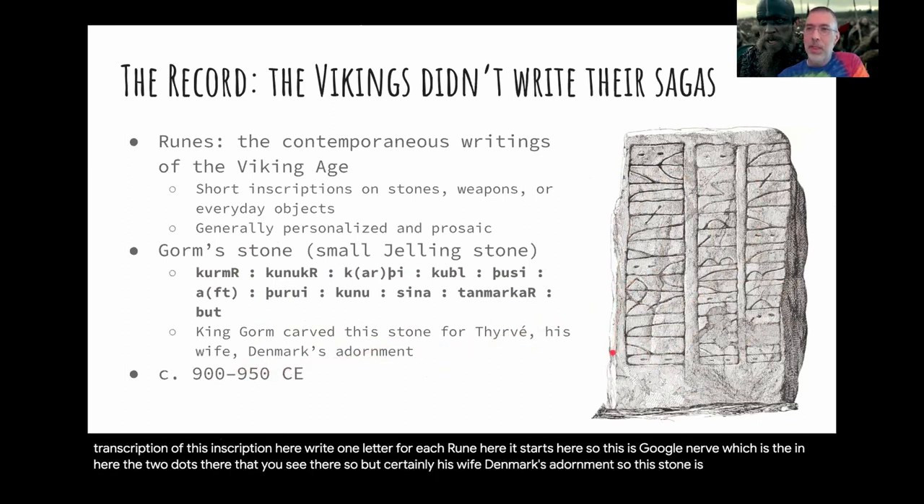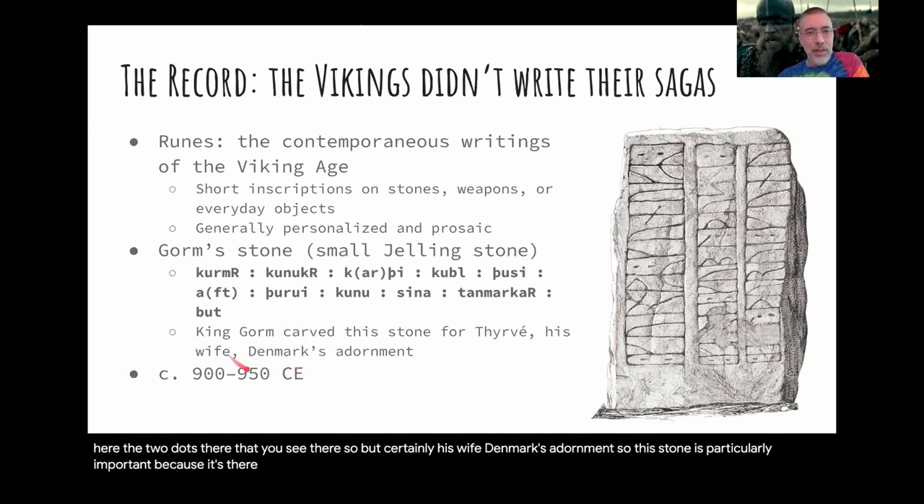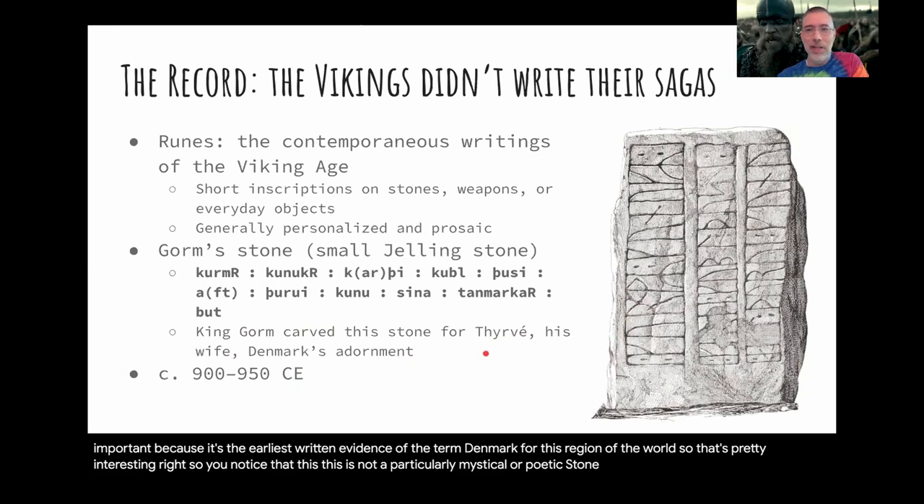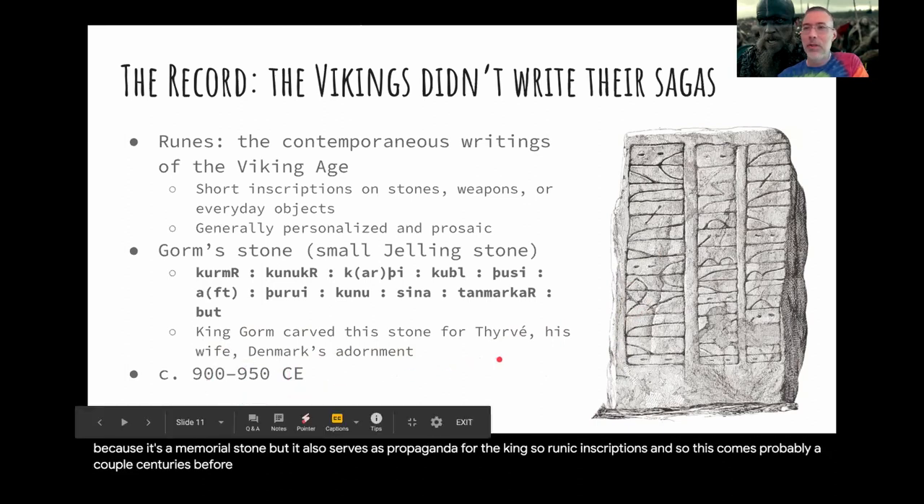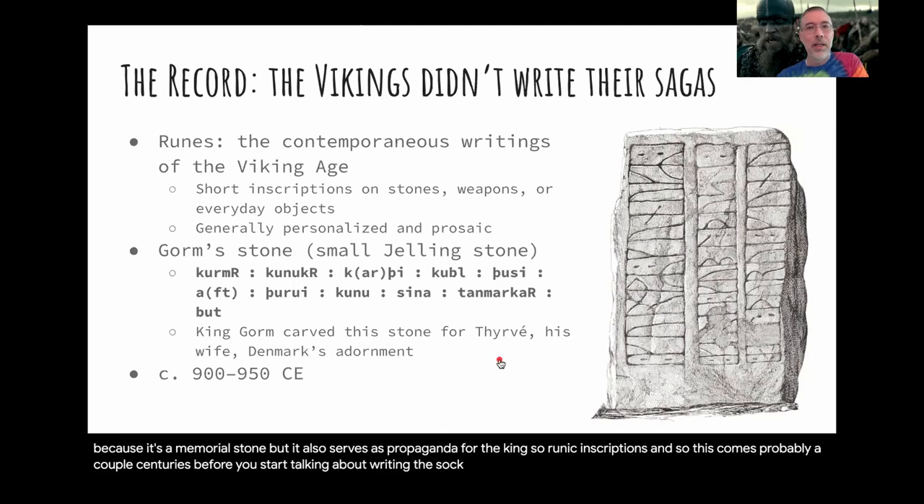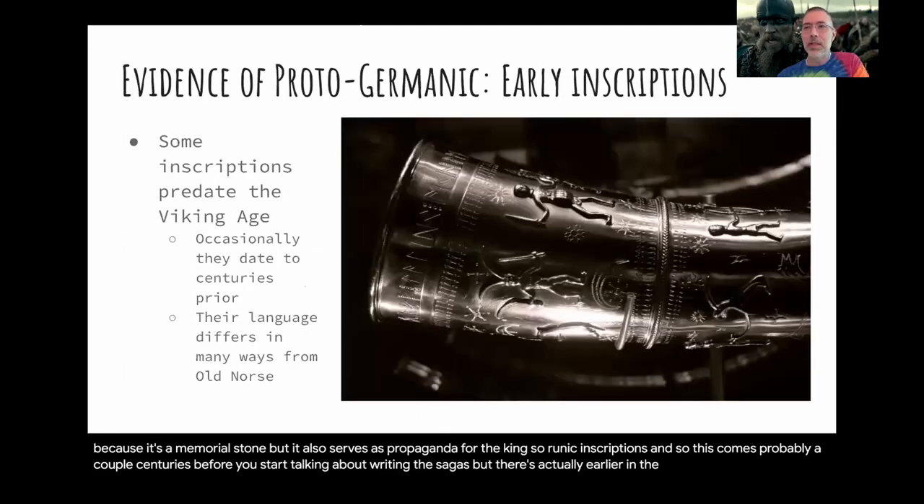So this stone is particularly important because it's the earliest written evidence of the term Denmark for this region of the world. So that's pretty interesting, right? So you notice that this is not a particularly mystical or poetic stone carving, right? It's really sort of, it's nice because it's a memorial stone, but it also serves as propaganda for the king. Right? So that is actually the function of many runic inscriptions. And so this comes probably a couple centuries before you start talking about writing the sagas, but there's actually earlier inscriptions than those even.